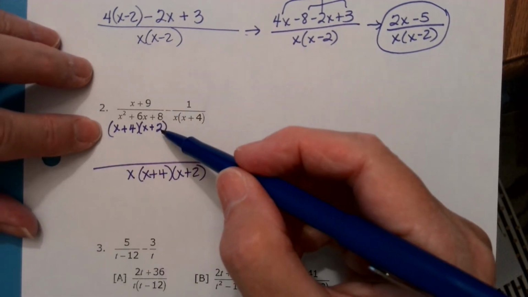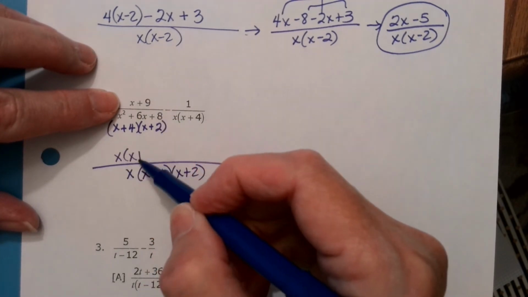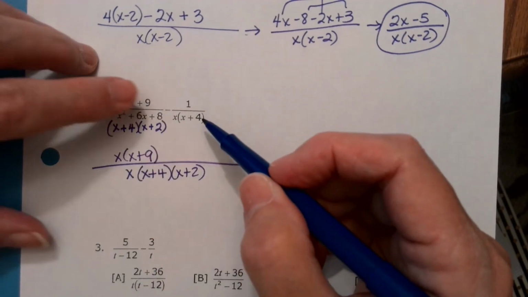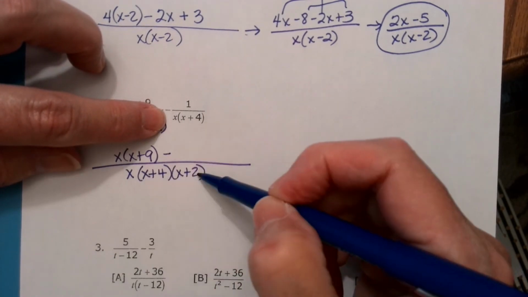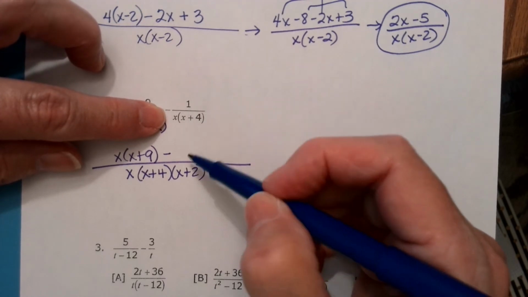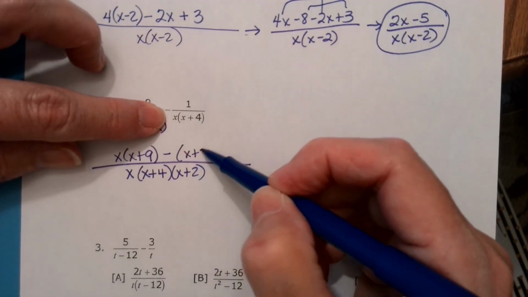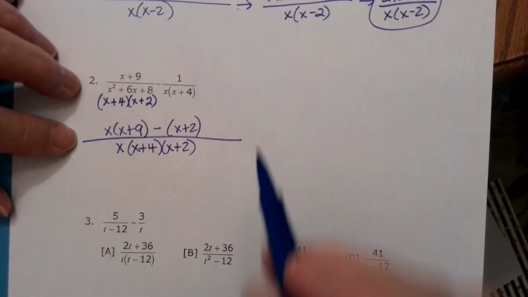So this one doesn't have the x, so I have to multiply the top by the x. On this one, I'm going to go ahead and put down that minus. It's got these two, but it doesn't have this one. So I have to multiply this times x plus 2. Now, luckily, it's a 1, so there's not any multiplying really to do. But be careful. It's got to be in parentheses.